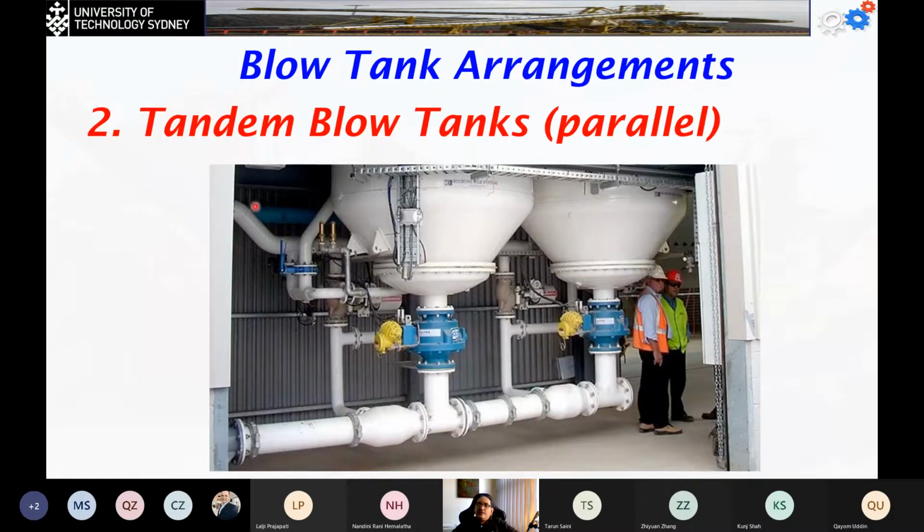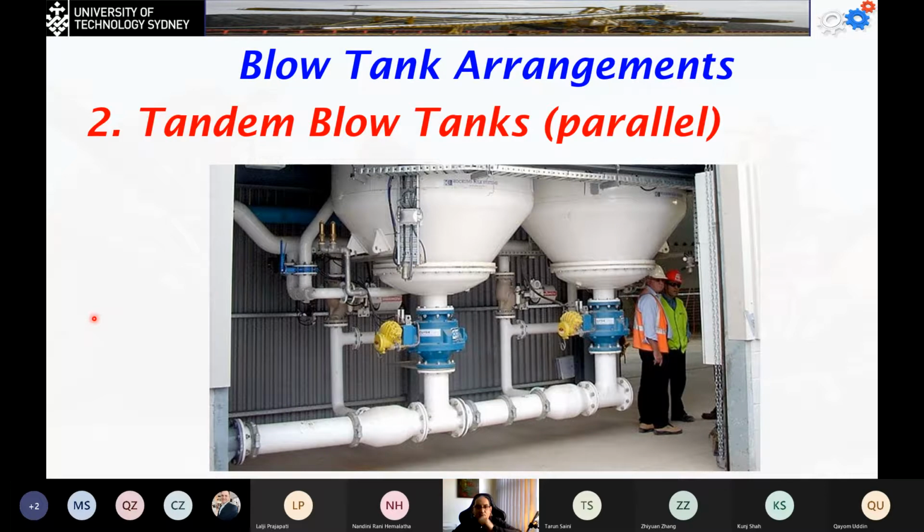We can also have parallel blow tanks. Now, for continuous feeding of the system, I can have two parallel tanks. I'm going to use the first one. When it's finishing, I will close this gate and open the other. So this one will start to empty while this one is actually filling.